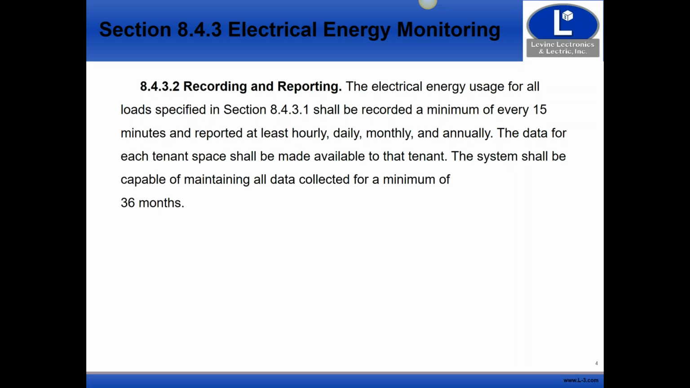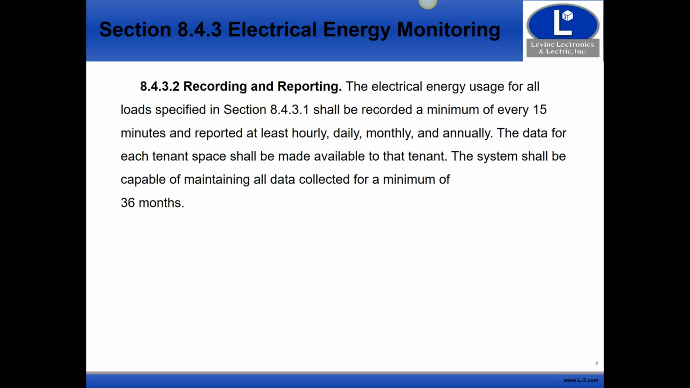There is, yeah. And then the last part of that, you see it says that the system shall be capable of maintaining all data collected for a minimum of 36 months, right? So 3 years' worth of history on energy usage. It's a pretty long time, but this type of data doesn't take up a whole lot of room.